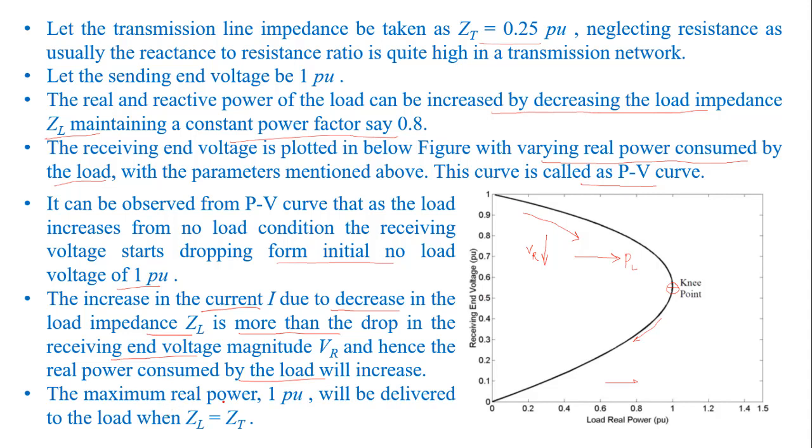So the maximum real power, 1 per unit, will be delivered at ZL equal to ZT. So this point at 1 per unit, this point where ZL is equal to ZT.